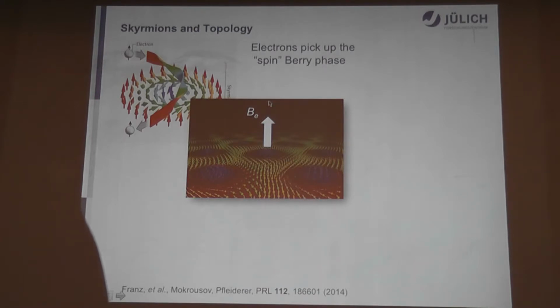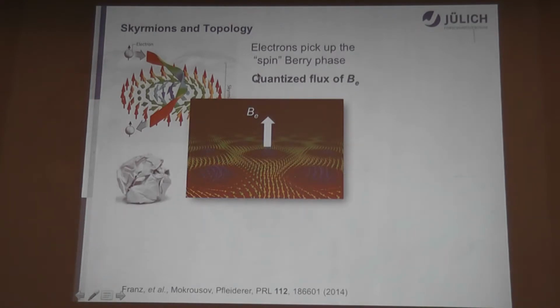What is special about skyrmions is that the flux of this effective magnetic field is quantized when you integrate it over a skyrmion. This is the feature which gives rise to all this robustness. You can tweak it all you want, but the flux will be quantized. There will be one unit of flux or more, depending on what kind of skyrmion you have. Therefore, it is so difficult to destroy these particles.